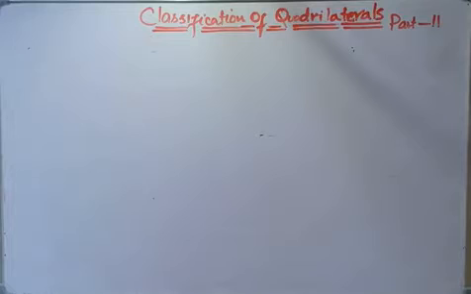Okay, we started with this classification of quadrilaterals. In the previous video we discussed what a quadrilateral is, and we tried to classify quadrilaterals. We observed that these quadrilaterals are classified into three broad types based on how many different pairs of opposite sides are parallel in a quadrilateral. So we saw that quadrilaterals are of three types.